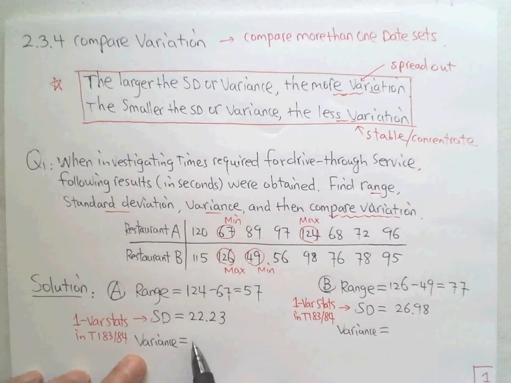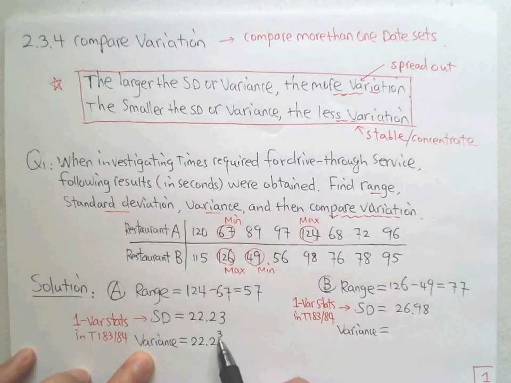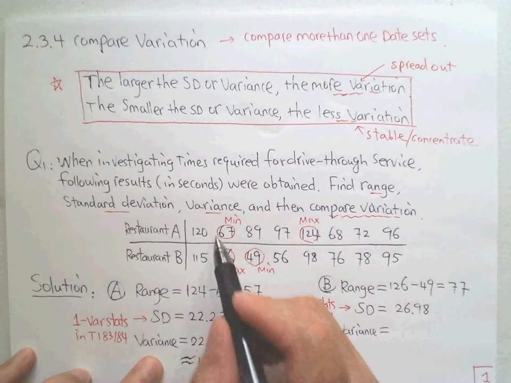Okay, so how to find the variance? Remember the variance is the square of the standard deviation. So for A, it is 22.23, and then square, right? So this is the definition. I already get it. So what is this? Around 494. Okay, so that is the variance for A.